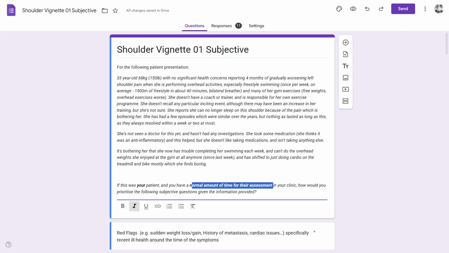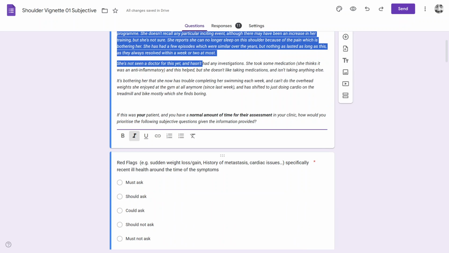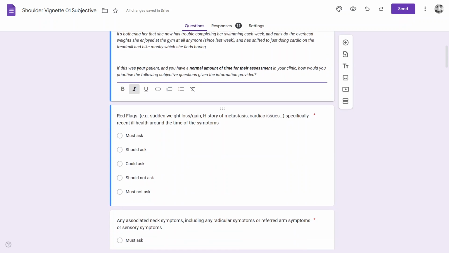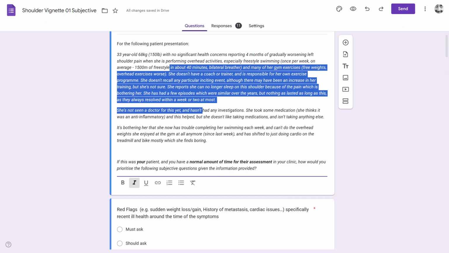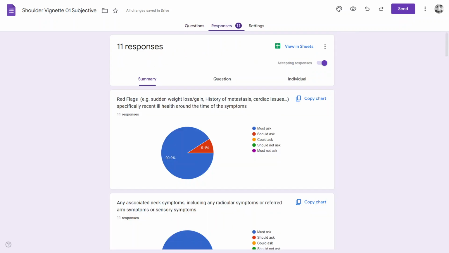So a list of these will be presented in this first round, and you can add to those if you want. But then once I've collated everybody's responses, pulled all of the separate ones together wherever that's able, made any changes to the vignette, you would then be asked to vote for each of those. So for example, red flags: are these a must, should, could, should not, must not, any associated neck symptoms, and so on and so on. Once we get all of the votes for that, the votes will just be gathered.